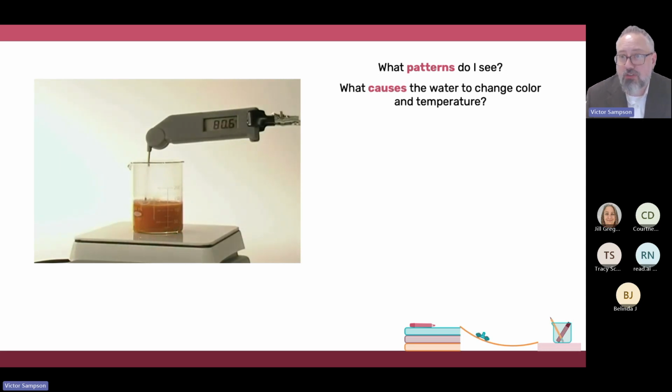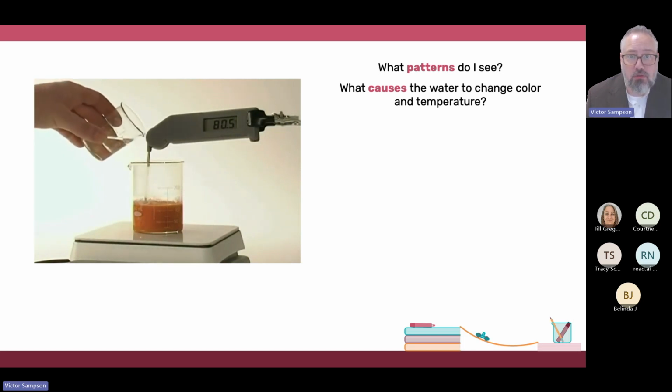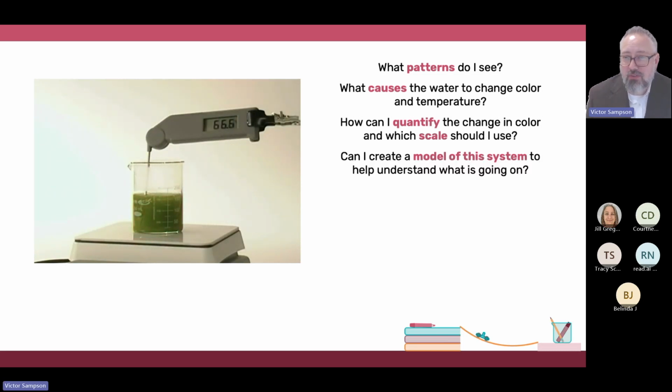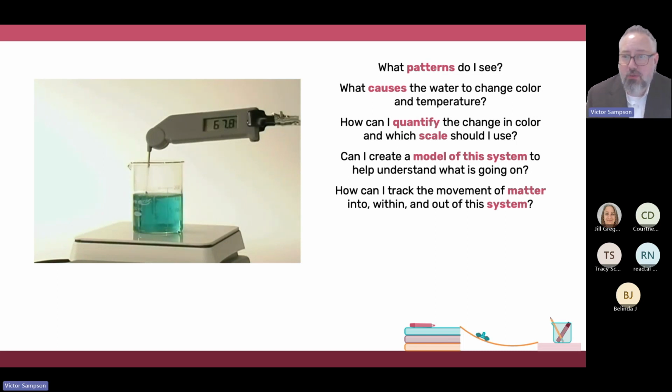What causes the water to change color? What causes it to change temperature? How can I quantify the change in color? What scale should I use to do that? Can I create a model of the system, once again, to help me understand what's going on? How can I track the movement of matter into and out of this system?